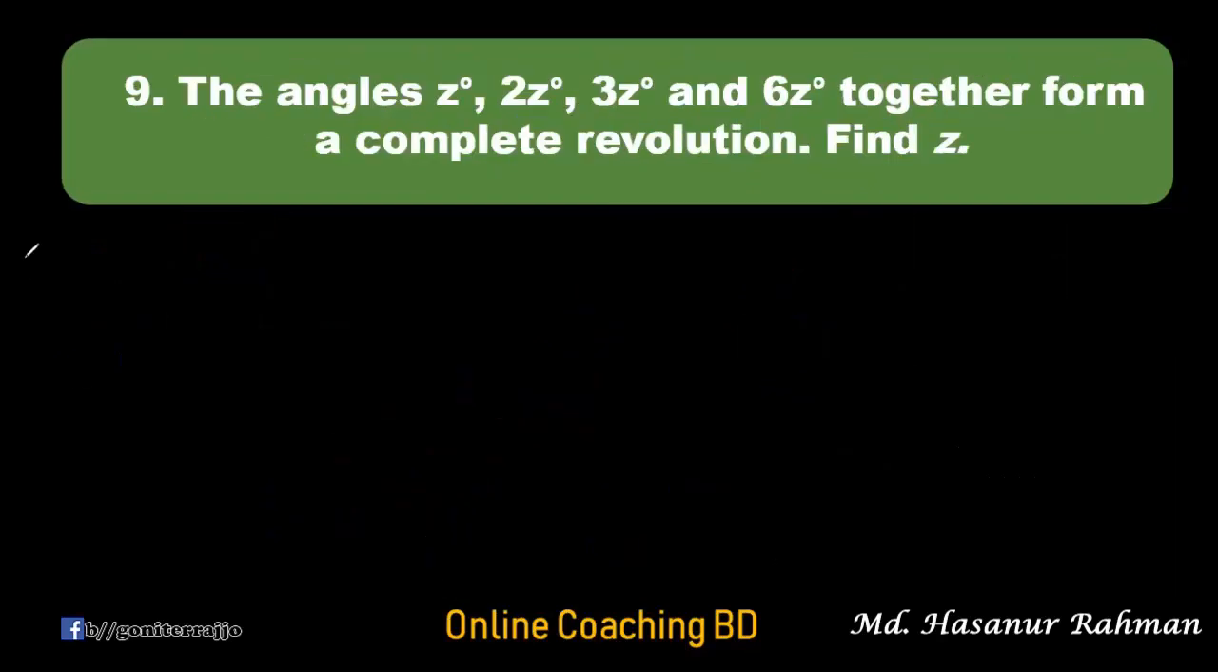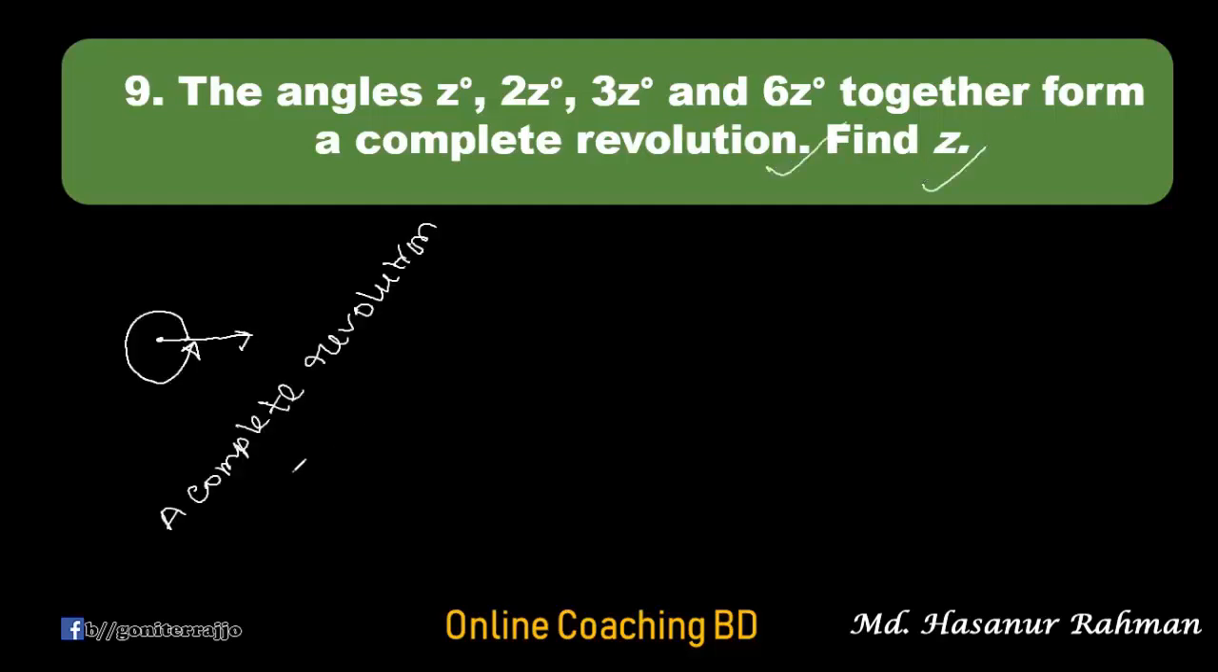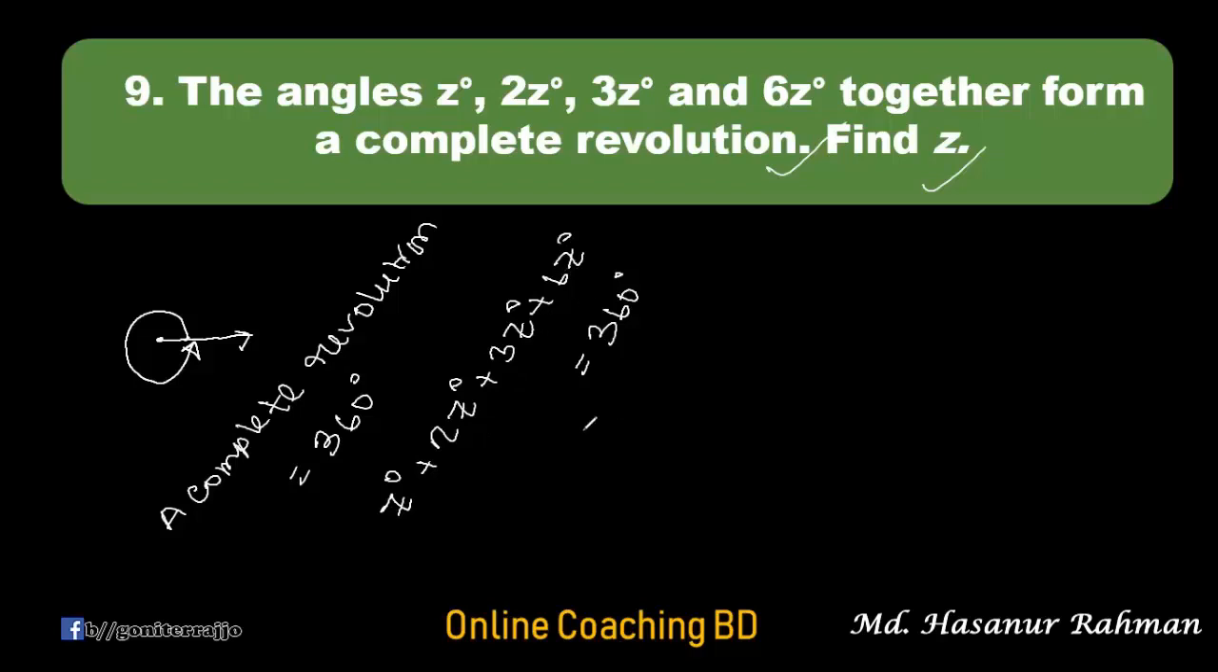Now number 9. Number 9 says the angles Z degree, 2Z degree, 3Z degree and 6Z degree together form a complete revolution. Find Z. So a complete revolution means actually 360 degree. If these angles together form a complete revolution, that means the addition of Z degree, 2Z degree, 3Z degree and 6Z degree will be 360 degree.